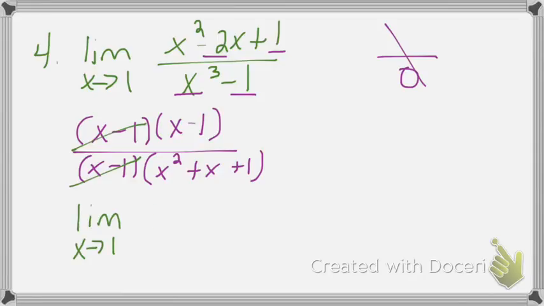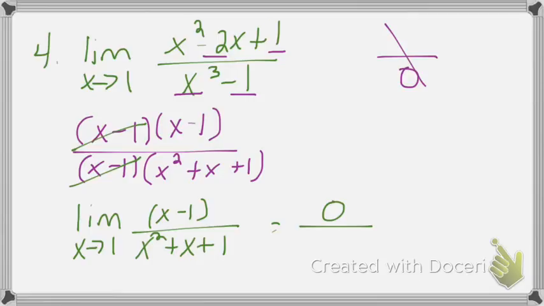So now I'm trying to find the limit of this. Plug in a 1. I do get a 0 on top, but when I plug in a 1 on bottom, I get 3. And since there's 0 on top, the answer is 0. It's okay for your answer to be 0. It's not okay for 0 to be on the bottom.